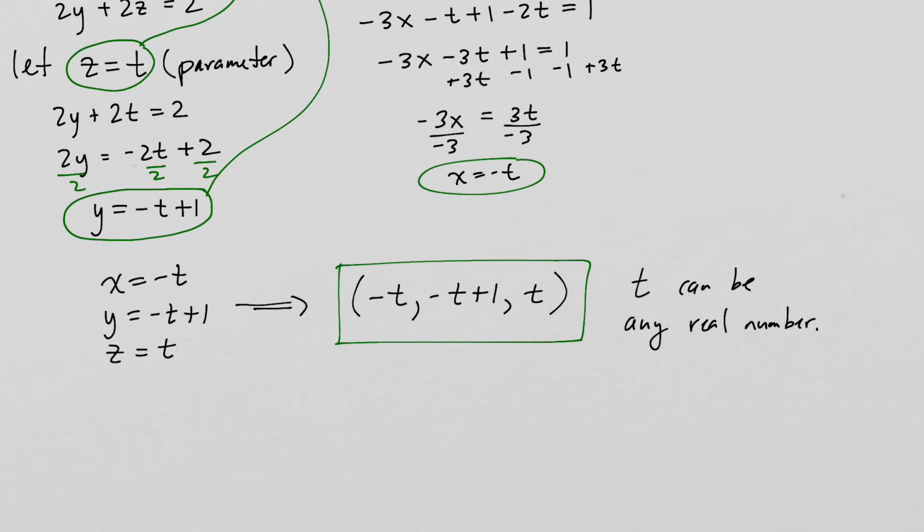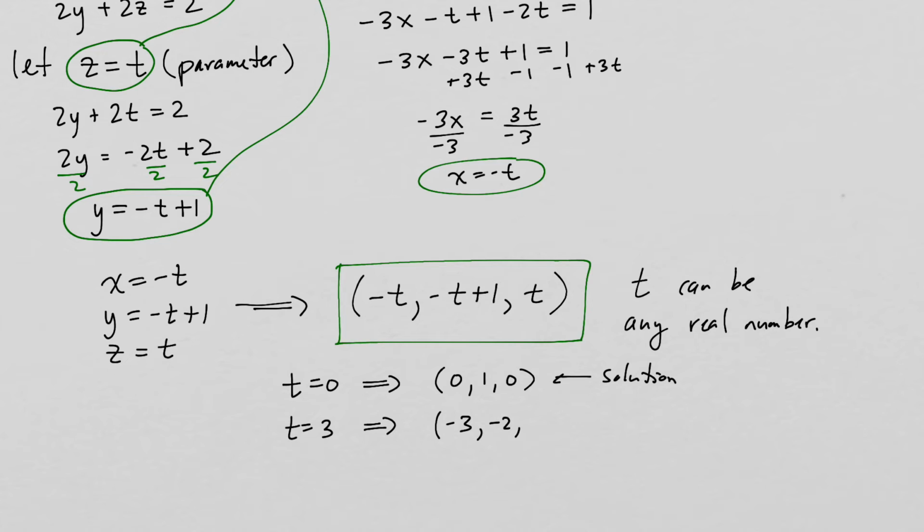So for example, if t is equal to 0, if you plug in 0 here, you get 0, and then 0 plus 1 is 1, and you get 0. So that would give you the point 0, 1, 0. This is a solution to the original system. But there's infinitely many solutions because I can let t be equal to any value I want. For example, if t is equal to 3, the solution is going to be negative 3, and then negative 3 plus 1 will be negative 2, and then negative 3. This is also a solution.